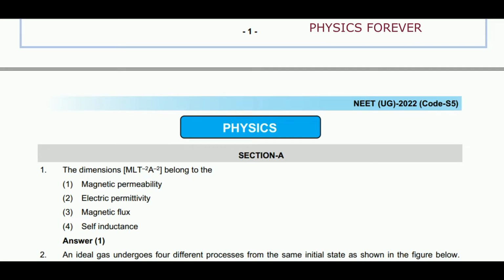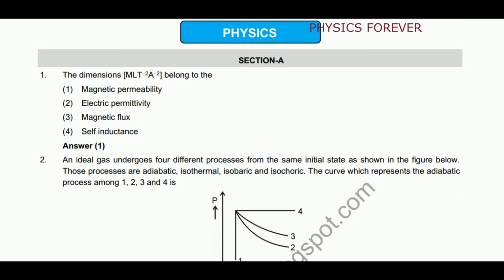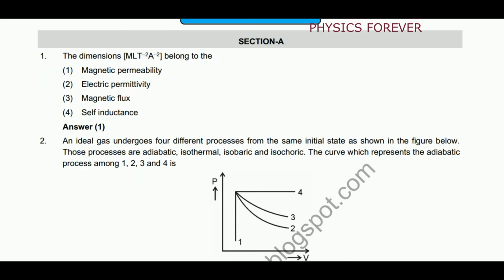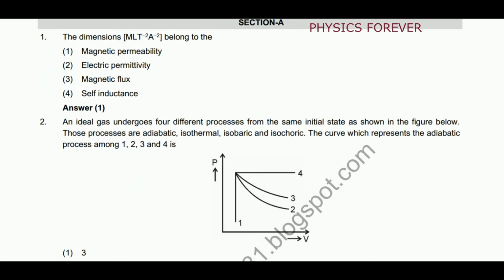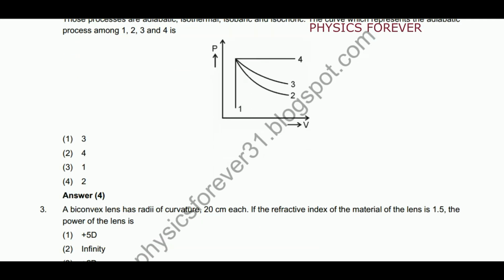So the dimension which is belonging to answer is, first one is magnetic permeability. Then second one, an ideal gas undergoes 4 different processes from some initial state as shown in the figure. The processes are adiabatic, isothermal, isobaric and isochoric. The curve which represents the adiabatic process among 1, 2, 3 and 4 is, the correct answer is 4, 2.